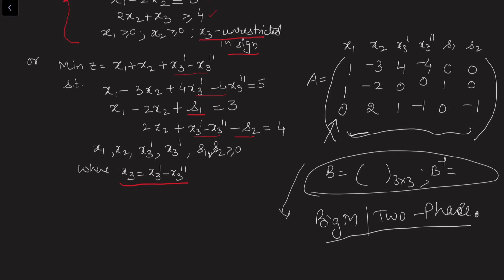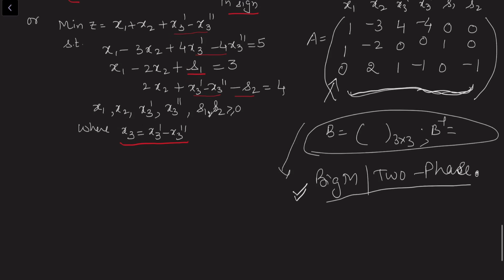If the ready identity matrix is missing, then we apply Big M and two-phase method, and in the Big M and two-phase method we introduce an artificial variable. So we introduce an artificial variable only when the identity columns are missing. So we'll study more about the artificial variable in my next video.